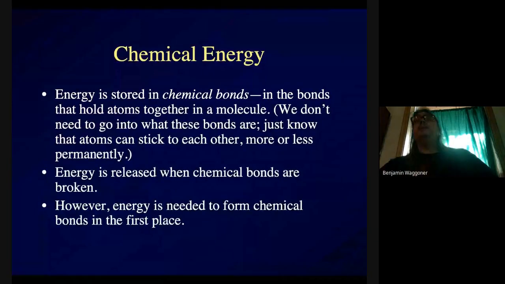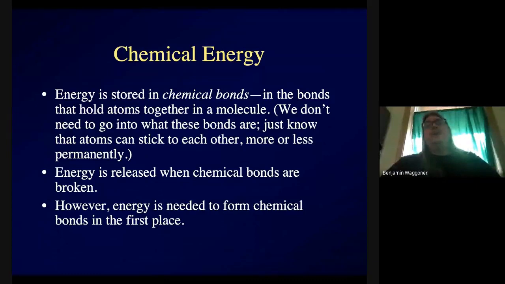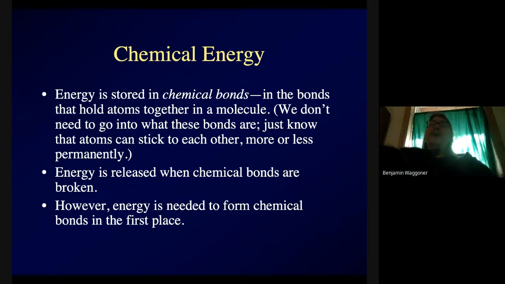For our purposes here, we don't really need to go into what those bonds are. If you really want to know about ionic versus covalent versus hydrogen versus resonance and metallic bonds, we've got a perfectly good chemistry department that would just love to hear from you. For what we're doing in biology, we can just pretend that the bonds are little popsicle sticks holding ping pong balls together. What you need to know is that atoms can stick to each other more or less permanently.